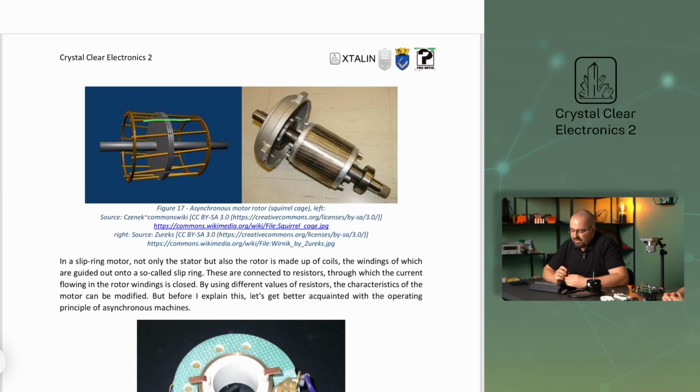In the case of the squirrel cage design, the rotor is basically made up of rods held together at both ends by grooved iron plates. It resembles a squirrel cage, hence the name of the motor. This construction is a very simplified short-circuit winding.